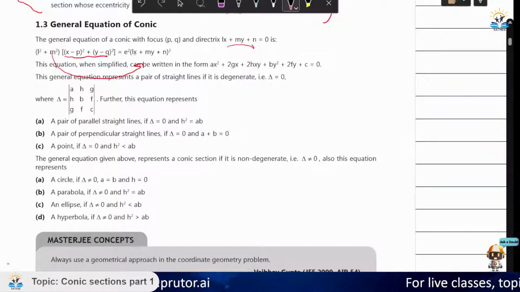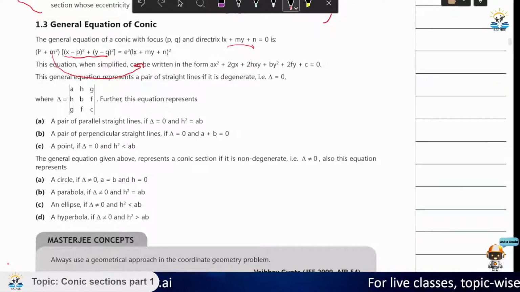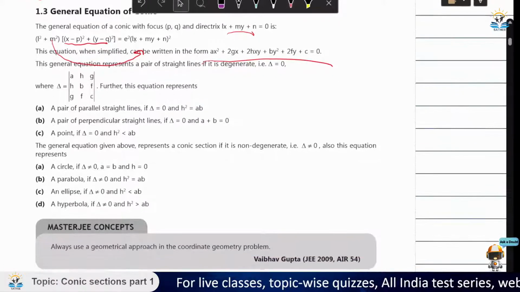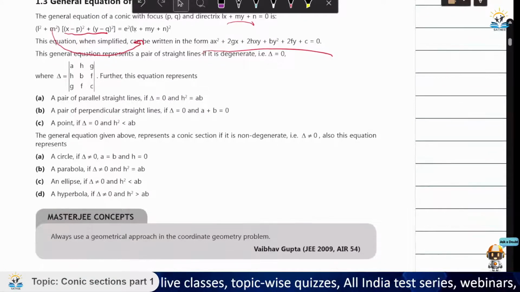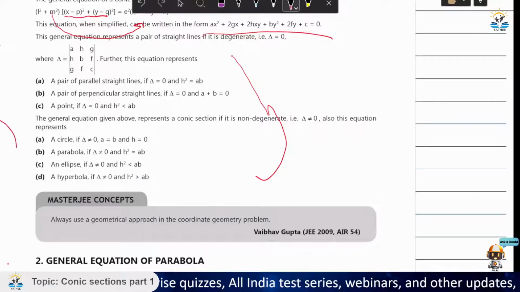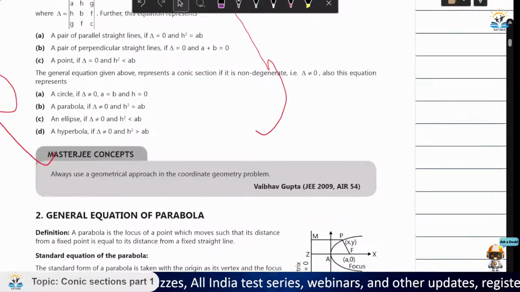On simplification we get this, and there is a bunch of theory. I think you can read it for a minute. Basically, this generally represents a pair of equations that is generated. This can also be done. These are the conditions that can go through.